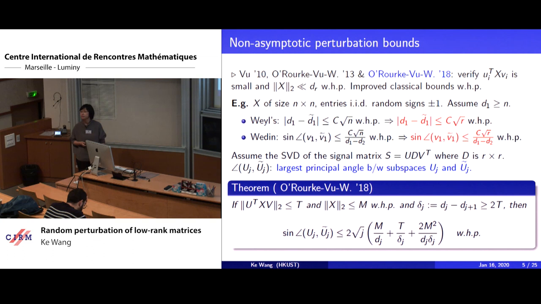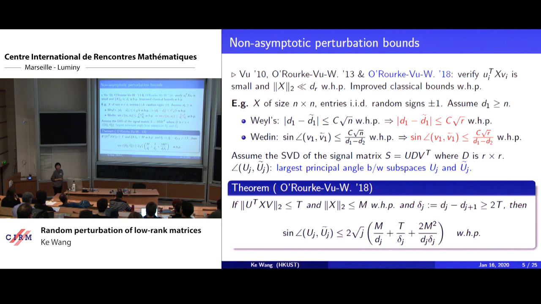So, can I ask a question? Is it true that this is a deterministic statement? That you have a deterministic result? You just have any matrix X that satisfies this condition? I think it's applied to the random matrix. Right, I understand you apply it to a random matrix, but could you write a deterministic statement? I think if you follow the steps, it doesn't matter. Yes.